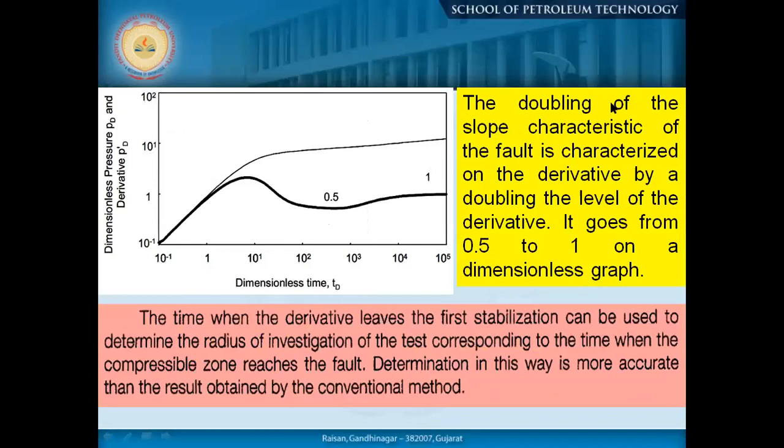So the doubling of the slope characteristic in the fault is characterized on the derivative by doubling in the level of derivative. So you can understand here, it was 1 in case of a normal infinitely acting domain, but if you have a fault, or maybe some restriction in flow, that time you are getting a 0.5 stabilization. So this is due to the fault movement. Initially you have not yet reached the infinite acting domain. Before that you will encounter a fault, and for that your flow behavior will change and you are getting a stabilization of your 0 slope at 0.5 units.